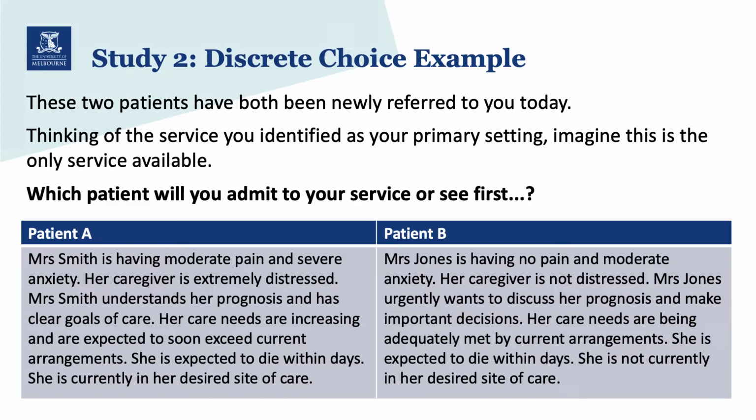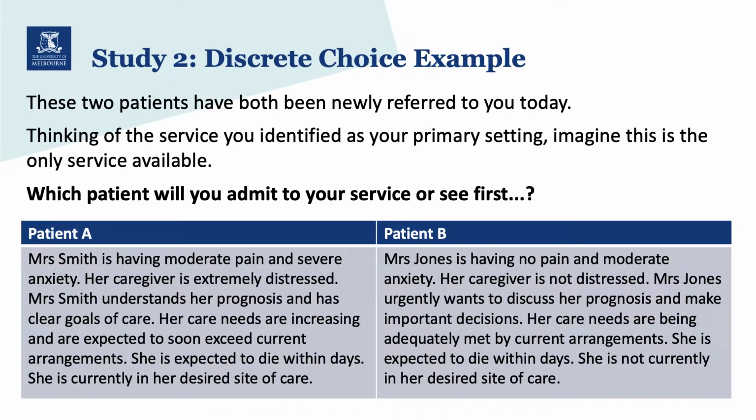And we're comparing her to patient B, Mrs. Jones, who has no pain but moderate anxiety. Her caregiver is not distressed. She urgently wants to discuss her prognosis and make important decisions. Her care needs are being adequately met by current arrangements. She is also expected to die within days and is not currently in her desired site of care.